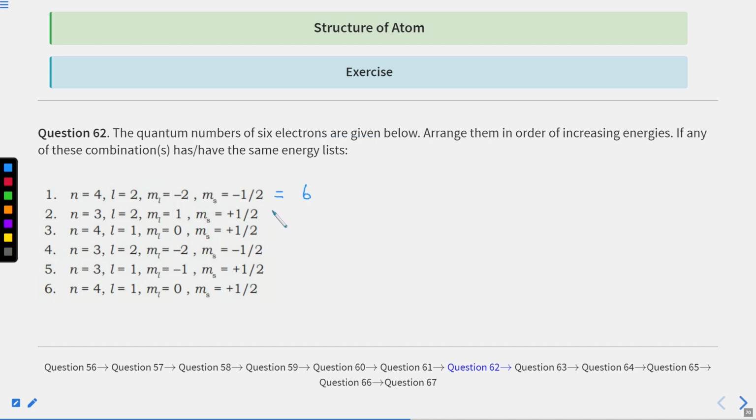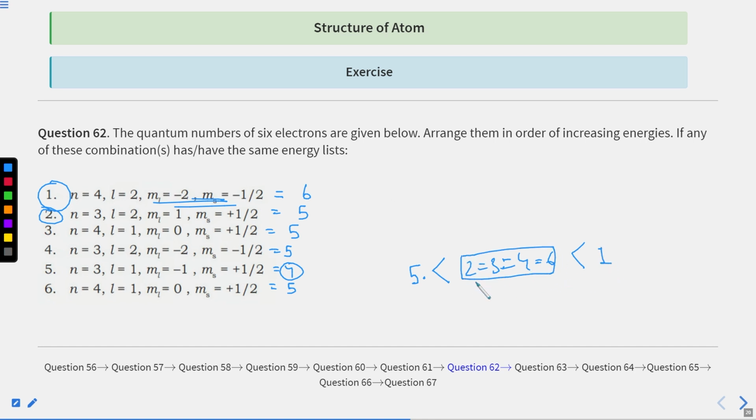For this it is 6, for this it is 5, it is again 5, 5, 4, and 4 plus 1, 5. Now once we have these values, the one with the smaller value of n plus l will be lower in energy. So if I take this number as the notation for this configuration, the one with the least value is the fifth. Now 2, 3, 4 and 6 all have the same values of n plus l, and the last one is 1. Now what about these 4? For these 4 we will see the value of n. The one with the lesser value of n will be lower in energy.